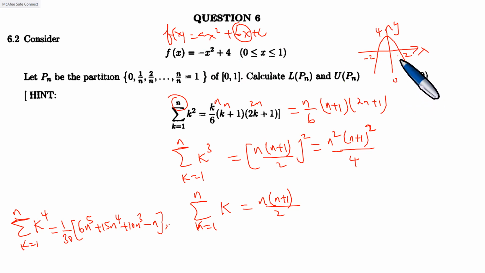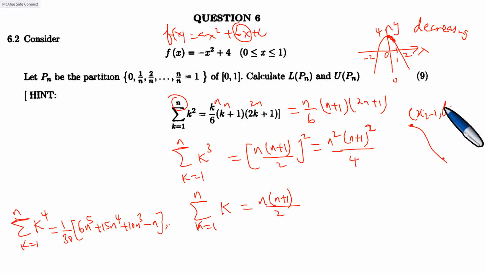Between x equal to 0 and x equal to 1, the function is here. But clearly the function is decreasing. Okay, it's very important to note that the function is decreasing, because if a function is decreasing, it means there is a point here that has x sub i minus 1 and f of x sub i minus 1. All right, so the next one is x sub i and then f of x sub i, like this.